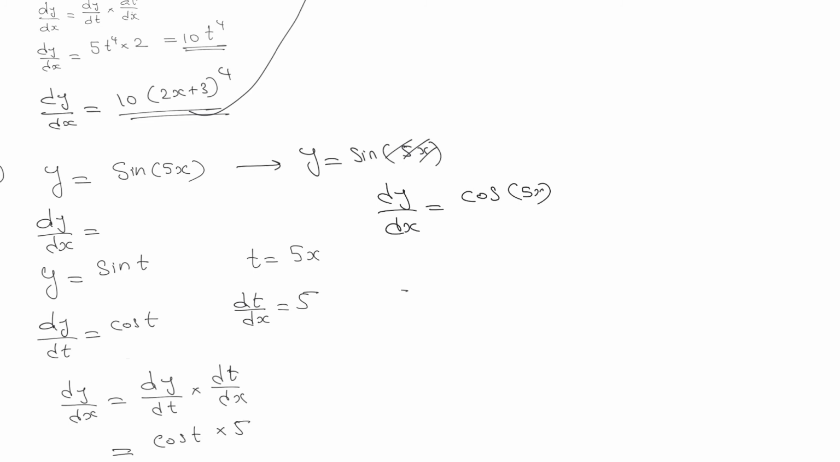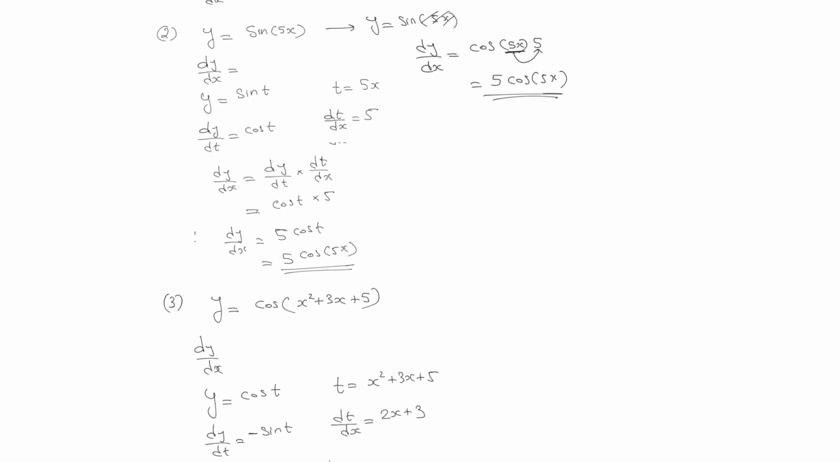Here we assume that x is nothing but 5x. Now we have to differentiate this internal function and just multiply it over here. The differentiation of 5x is 5. So our final answer will be equal to 5 into cos of 5x. So we'll get the same answer like we discussed earlier.